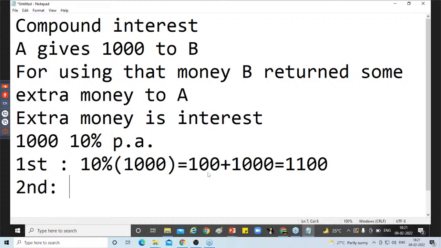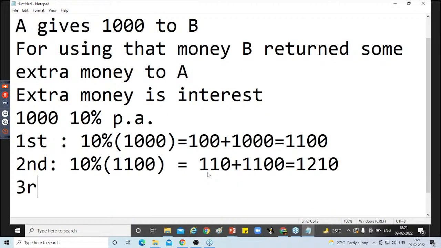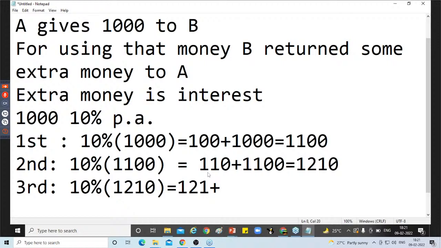But for the second year, we have to calculate compound interest on the total amount obtained in the previous year, not on 1000. It means the interest paid by the second person is 110, plus up to the first year the total amount is 1100. Up to 2 years, at the end of the 2 years, he has to pay 1210. For the third year, we have to calculate the interest on 1210 rupees, nothing but 121, plus the total amount for 2 years, 1210, total 1331.